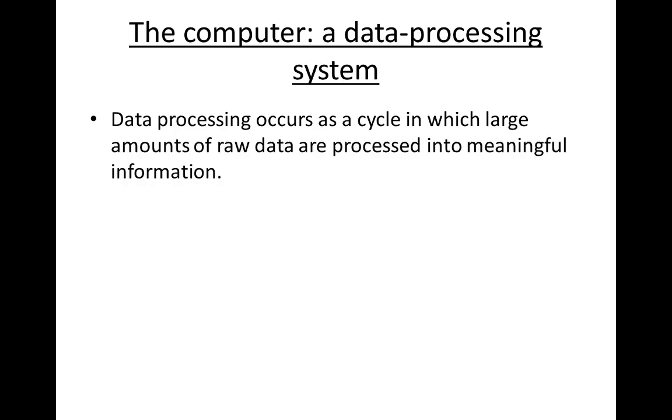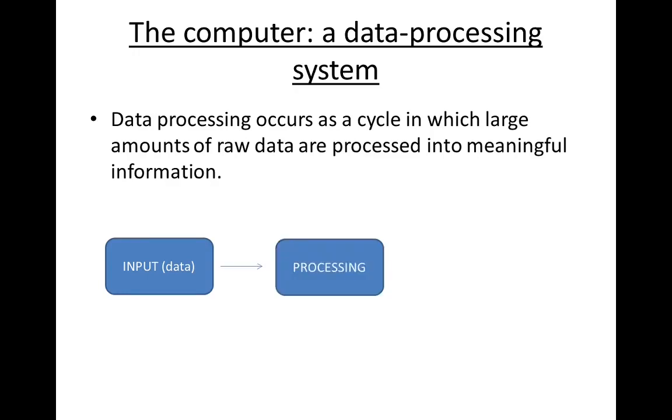Students, we already studied that data processing occurs in computers as a cycle in which large amounts of raw data are processed into meaningful information. We input data through input devices, the computer performs processes on it, and we get an output. This output is taken through output devices, which can be stored later on in storage devices.